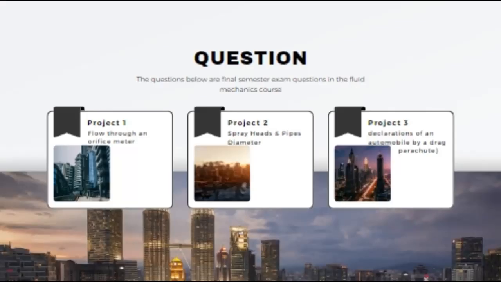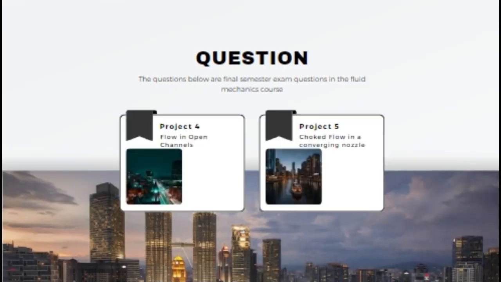So next, the questions below are the final semester exam questions in the fluid mechanics course. Question number 1 is about flow through an orifice meter. Question number 2 is about spray heads and pipe diameter. Number 3 is about the deceleration of an automobile by a drag parachute. Number 4 is about flow in an open channel. And the last one, number 5, is choked flow in a converging nozzle.